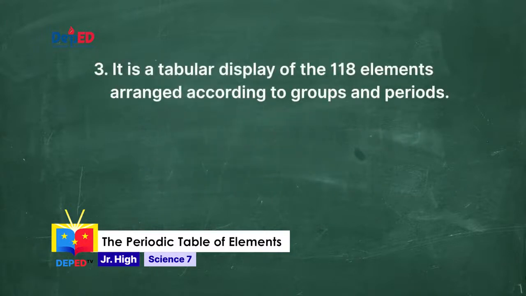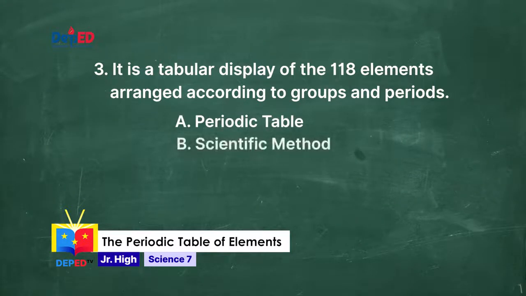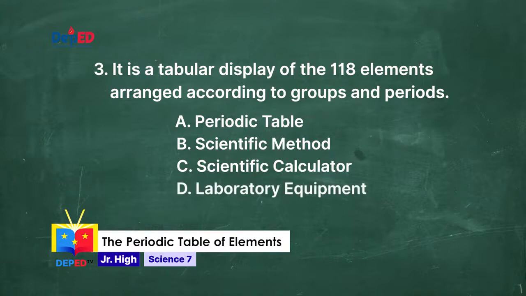Number 3. It is a tabular display of the 118 elements arranged according to groups and periods. A. Periodic table. B. Scientific method. C. Scientific calculator. D. Laboratory equipment.